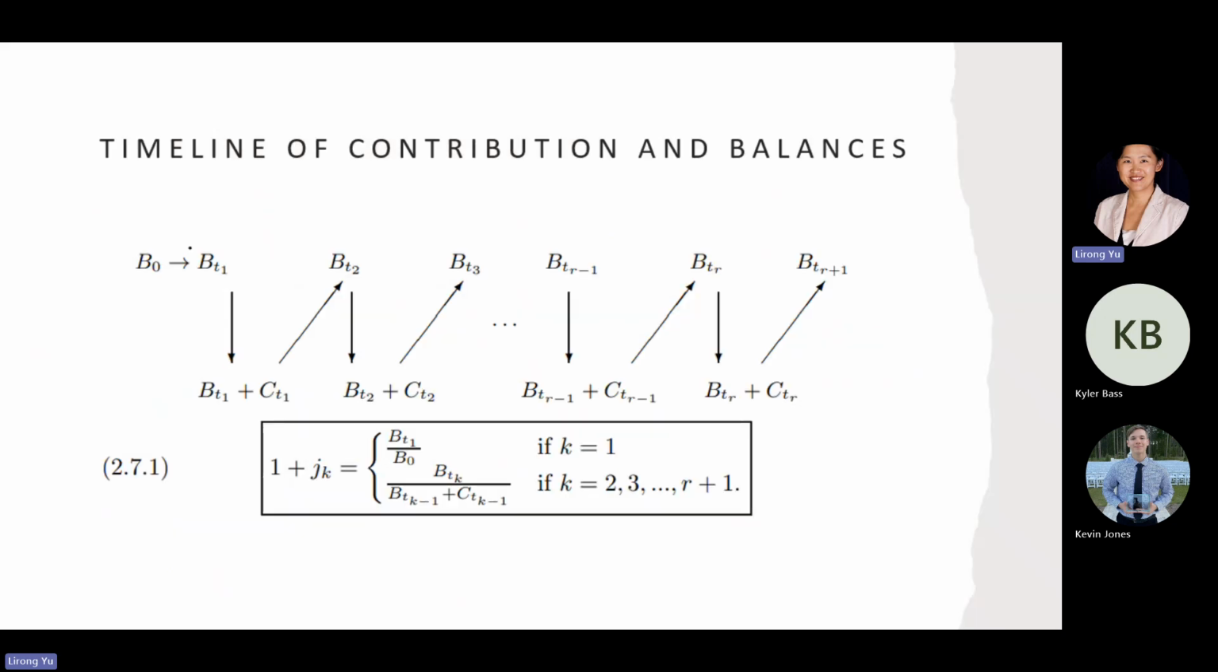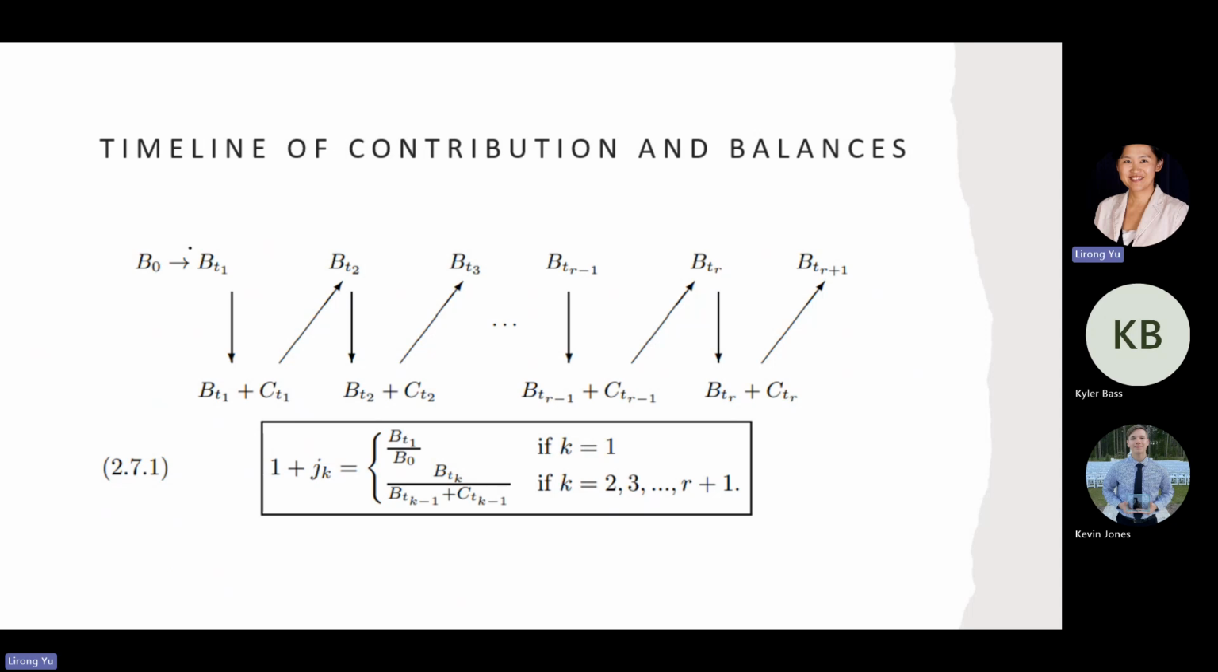All right, we might not be able to finish the entire section, but it's easy to talk about the reasoning. So here, this is what we're going to draw: the timeline of contribution and balance. So we're starting to separate the balance from the contribution. Okay, so suppose you deposit B0. B0 represents the original balance at time 0. BT1 represents the balance at time T1.